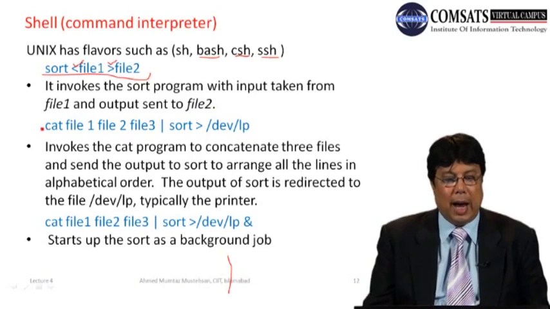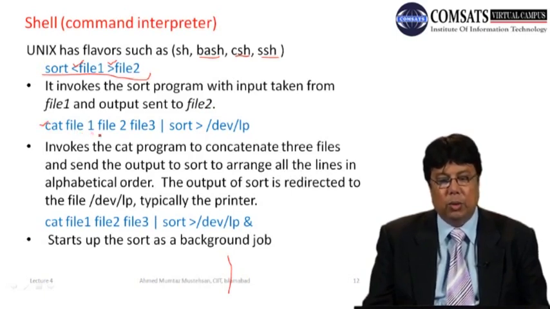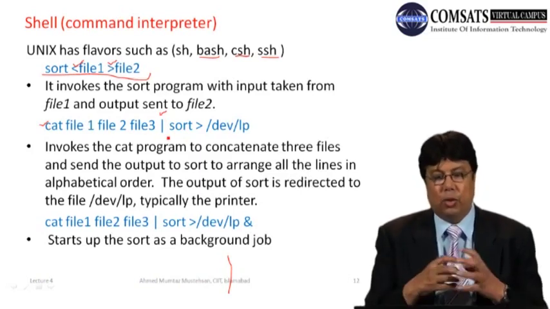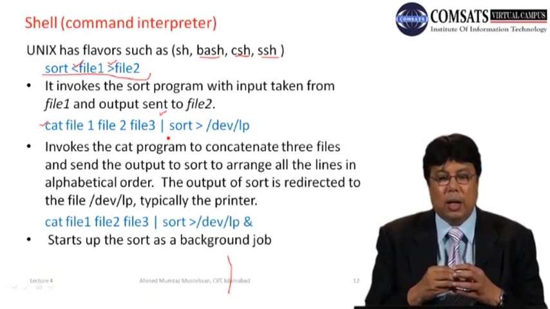Second command, cat, concatenate the contents of file 1, file 2, file 3, give the output to the sort. This is a pipe. Now I'll explain what it does. Give the output to the sort process. The sort process will process the contents of file 1, file 2, file 3. File 1 has to be read, file 2 has to be read, file 3 has to be read.